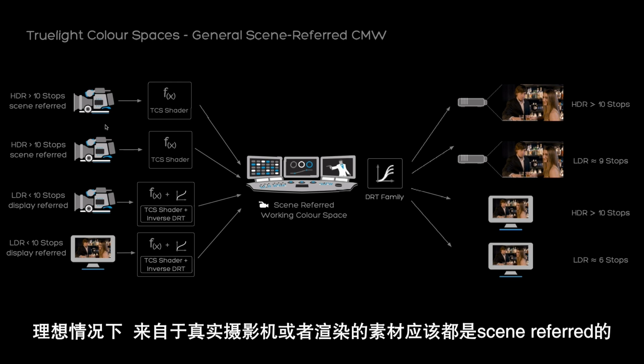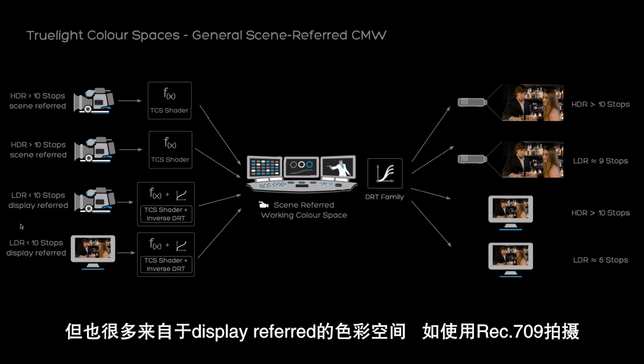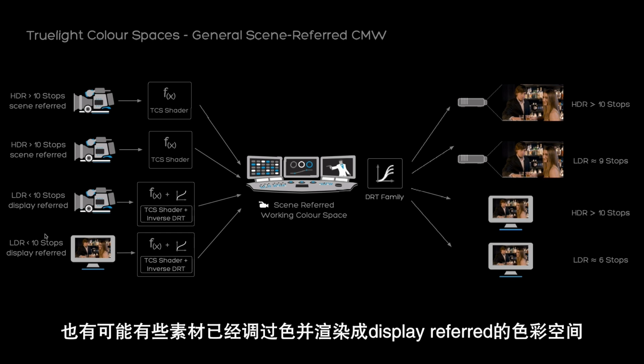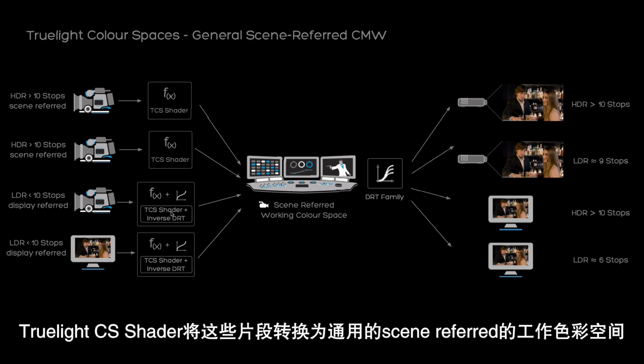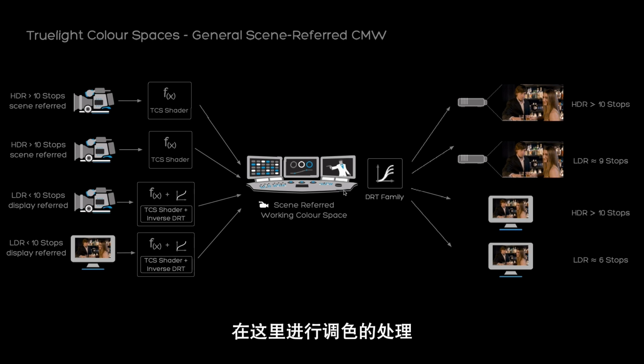Ideally, all sources from real cameras or renders should have scene referred color spaces, but we all know that there are sometimes cameras that shoot in display referred color spaces like Rec 709, or we might have footage that was already graded and rendered to a display referred color space. And in these cases, we will then apply the inverse DRT and the Truelight color spaces shader to also convert these clips into our common scene referred working color space. And this is here where all the work is happening.